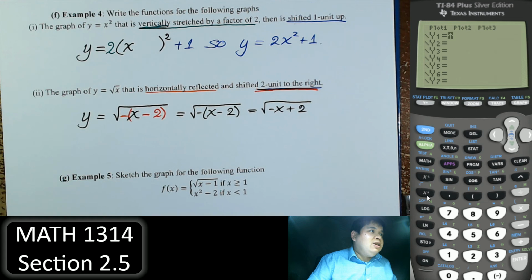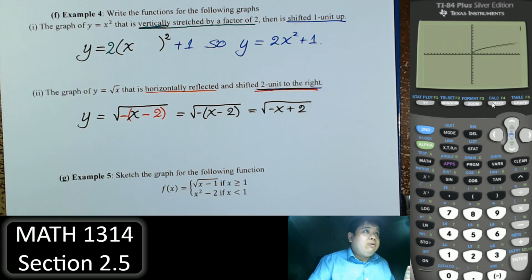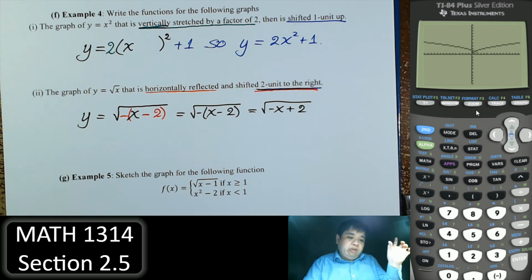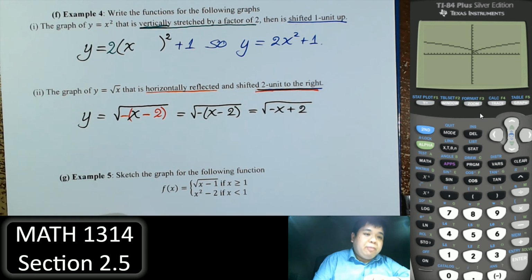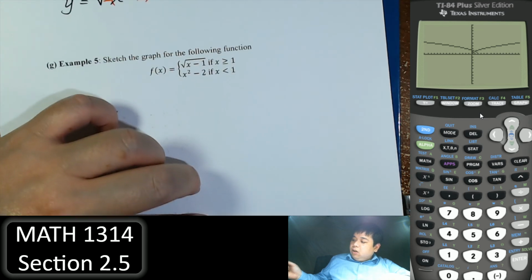Square root of x and square root of negative x plus 2. Then we have square root of x and then horizontally reflect and shift 2 units to the right. Yeah, so that's what we have. Was that similar to the example we have before?